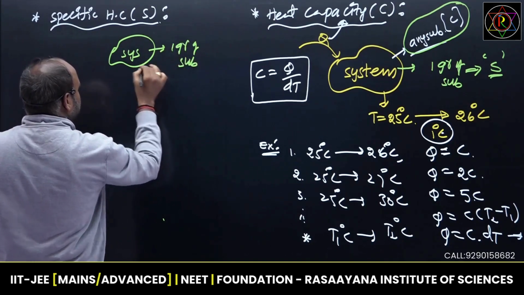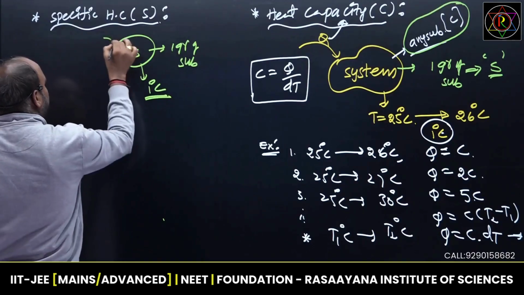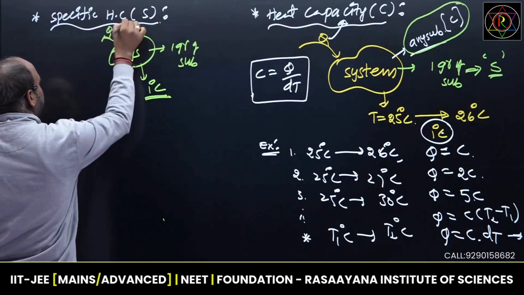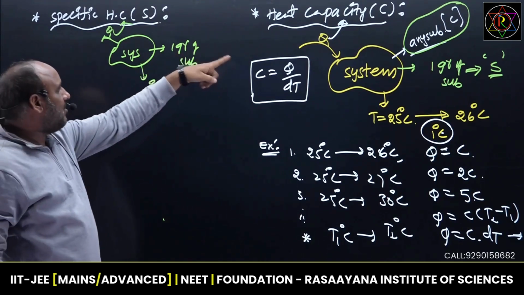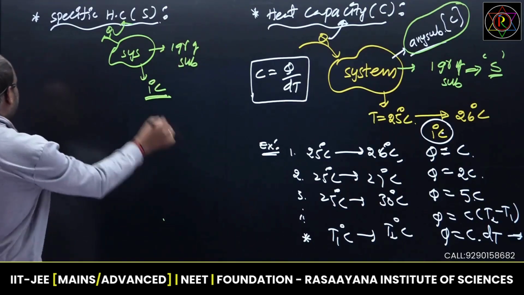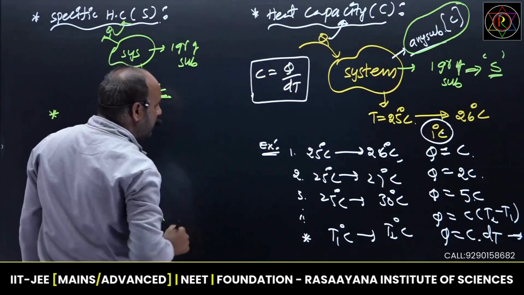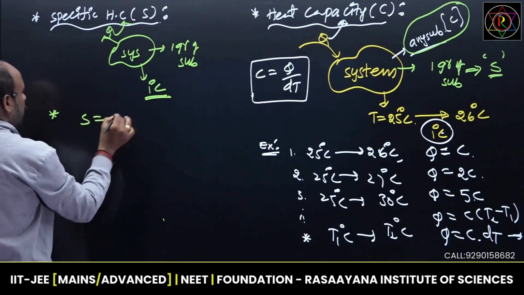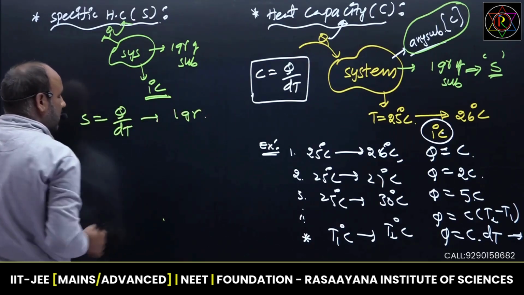1 gram of substance. The system temperature will be increased by 1 degree centigrade. The amount of heat required is known as specific heat capacity. So, same diagram here repeating. Instead of any substance, now we have to consider 1 gram of substance. So what is the equation derived? C is equal to Q by dt. Similarly, S is equal to Q by dt. This is for 1 gram of substance.